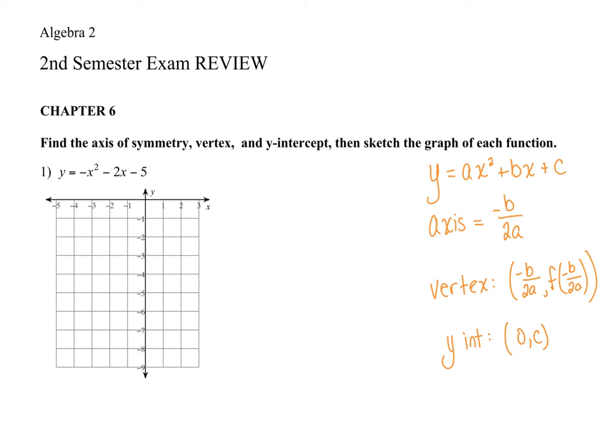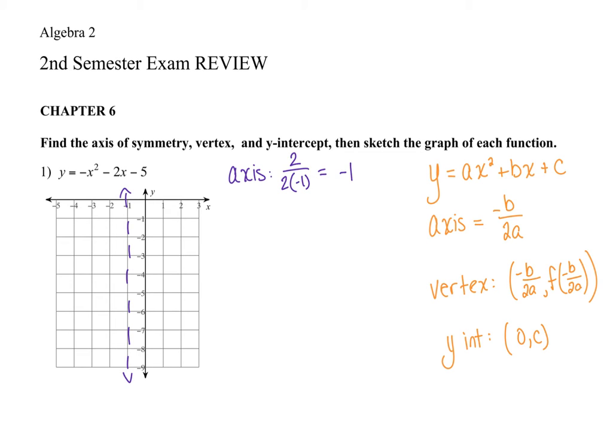I've asked you for multiple things here. The first thing is axis of symmetry. The axis of symmetry is negative b over 2a. So when I'm solving for the axis here, I am going to use that negative 2, which is my b. So that's going to become positive 2 over 2 times a, which is negative 1. So my axis here is negative 1. At negative 1, you're going to graph this dashed line so you can see your axis of symmetry.